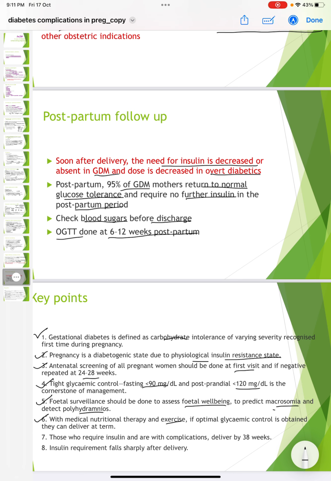With MNT and exercise, optimal glucose control can be obtained. Those who require insulin with complications have to deliver at the earliest, and insulin requirement falls sharply after the delivery.